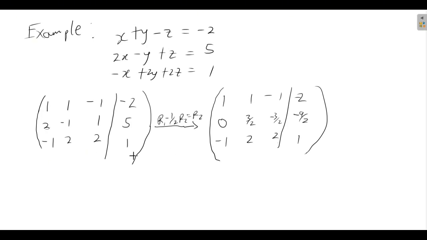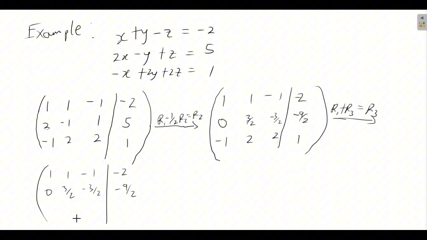So the next operation we are going to perform, we are going to do row 1 plus row 3 to replace row 3, right? So since that is what we want to do, it means that we will keep all other rows constant. So we have 1 1 negative 1. Then we have our negative 2. We have 0, 3 on 2. We have negative 3 on 2 and negative 9 on 2. Then this is where we want to replace. So we are simply doing row 1 plus row 3.